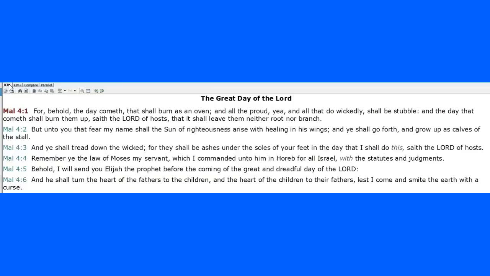Remember ye the law of Moses my servant, which I commanded unto him in Horeb for all of Israel, with statutes and judgments. Behold, I will send Elijah the prophet before the coming of the great and dreadful day of the Lord. That's telling you that there's a good chance, we don't know for sure, that Elijah will be one of the two prophets. And he shall turn the heart of the fathers to the children, and the heart of the children to their fathers, lest I come and smite the earth with a curse.